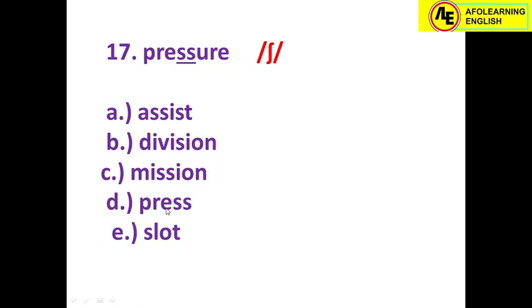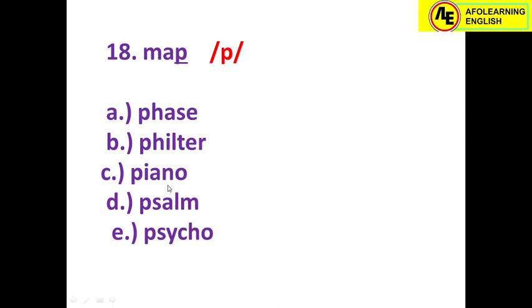Number 17, we have pressure. Pressure, sh. So the correct answer is mission. Now you can see a lot of letter S in these options, so all you need to do is to pronounce each one before you choose your answer. Very important. Assist, no. Division, no. Mission, correct. Press, slot, no. Correct answer is option C.